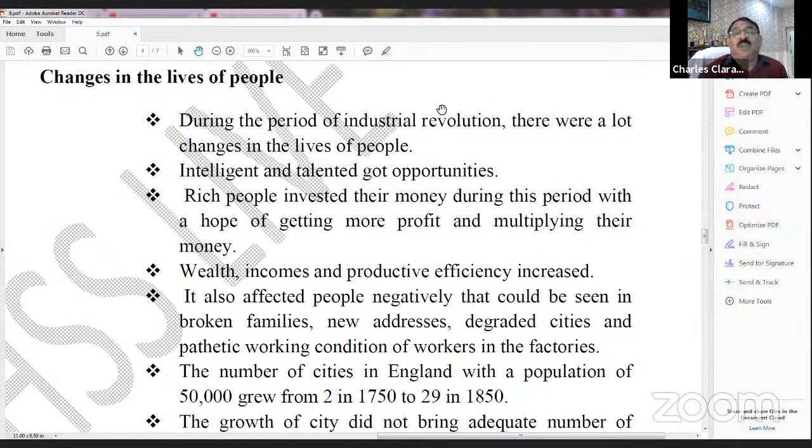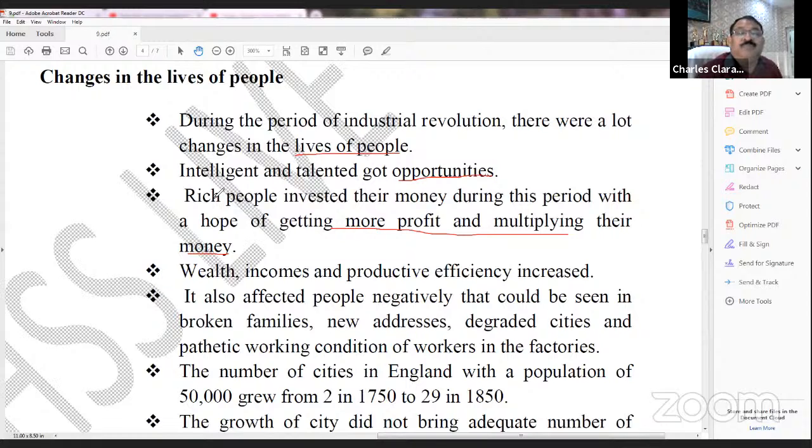Now, during the Industrial Revolution, there were a lot of changes in the lives of people. Simple. The intelligent and talented got opportunities naturally. Even today, the intelligent and the talented will get opportunities. Rich people invested their money during the period with the hope of getting more profit and multiplying their money. You see, sometimes we think money is important. The rich people can only invest when you have talented and intelligent people. The rich people cannot invest if you don't have talented and intelligent people.